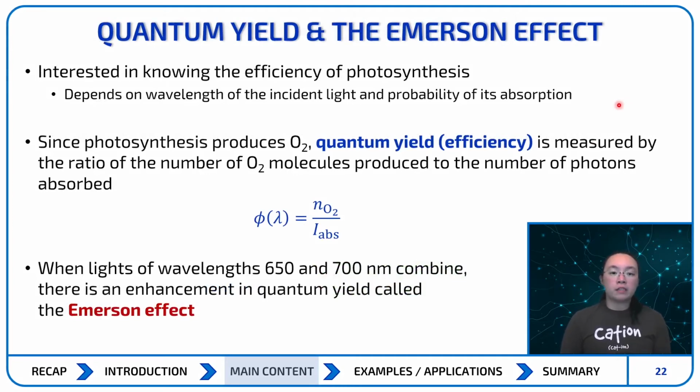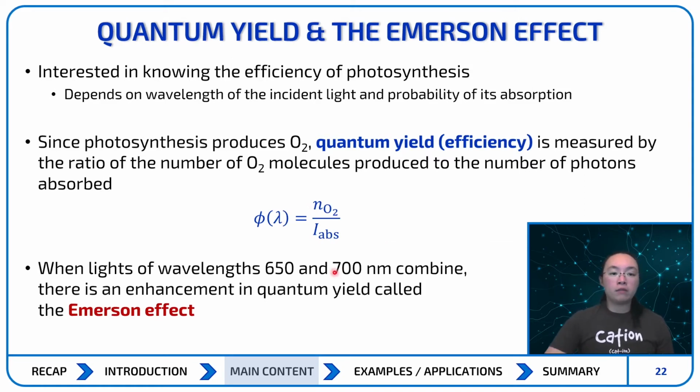Now that we've explained the passing on of energy to the reaction center, we're interested in knowing the efficiency of photosynthesis. So that depends on the wavelength of the incident light and probability of its absorption. Since photosynthesis produces oxygen, the quantum yield or efficiency is measured by the ratio of the number of O2 molecules produced to the number of photons absorbed. So this can be represented by quantum yield is equal to the number of molecules divided by the number of photons absorbed. So molecules over intensity.